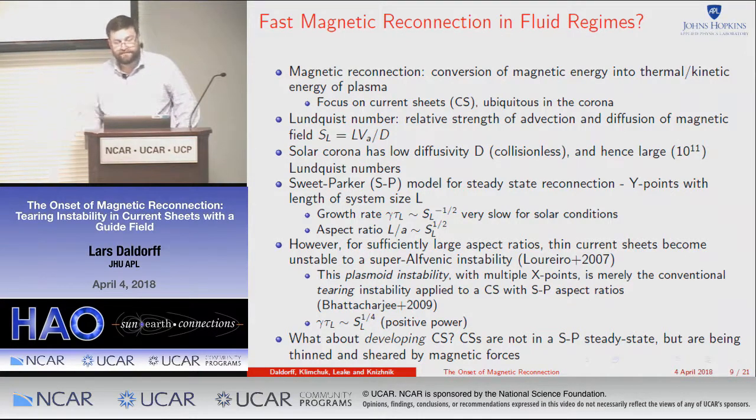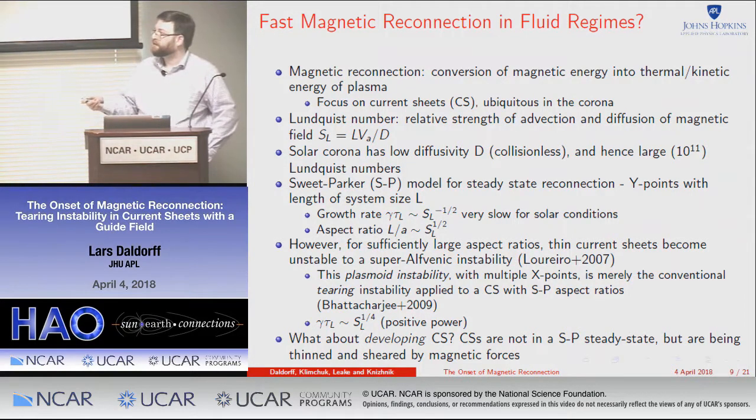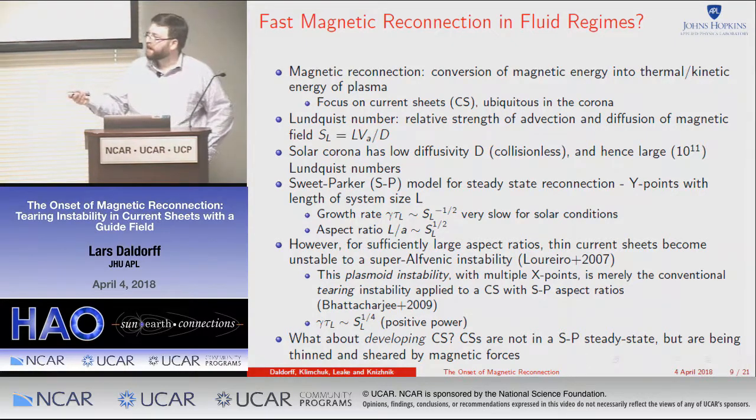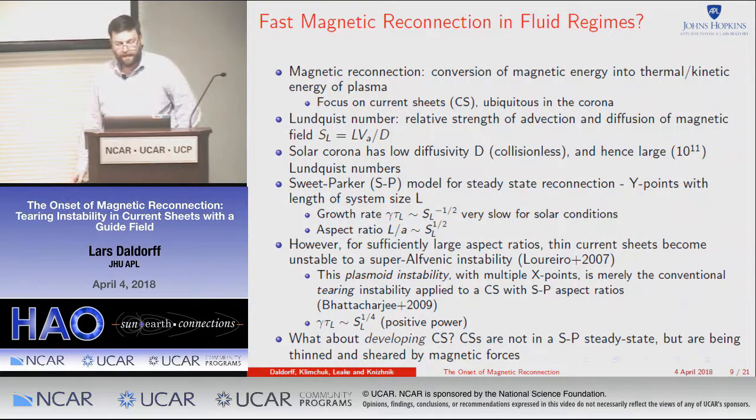For these cases, it has been shown that Sweet-Parker will give you a reconnection rate that's too low compared to anything observed. Everything you observe today is on a much shorter time scale than what Sweet-Parker predicts from its growth rate. If you look at the growth rate, gamma tau goes as 1 over the square root of the Lundquist number. The only thing you should always be aware of when you talk about Sweet-Parker is that the aspect ratio is also described as a part of the Lundquist number. So this again raised a couple of papers that have shown we can get a much larger growth rate than predicted by Sweet-Parker in their original work. And Loureiro 2007 showed what they now call the plasmoid instability.